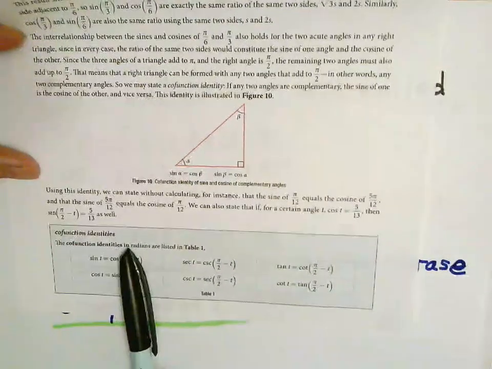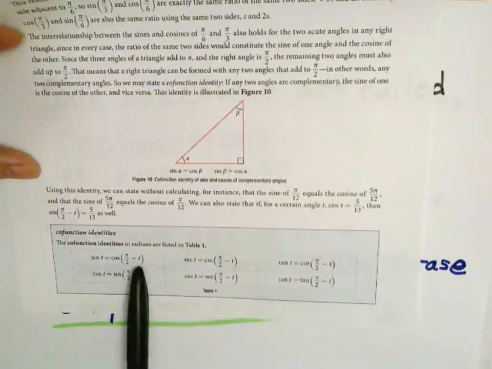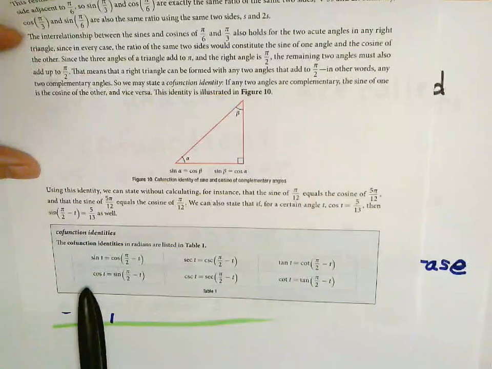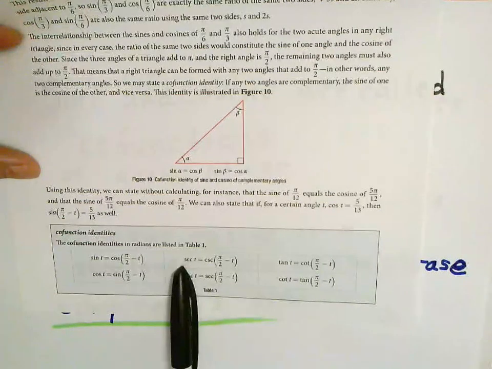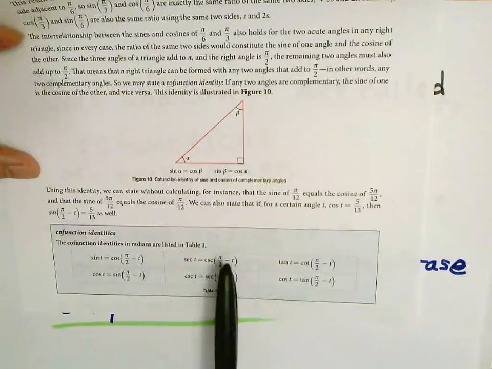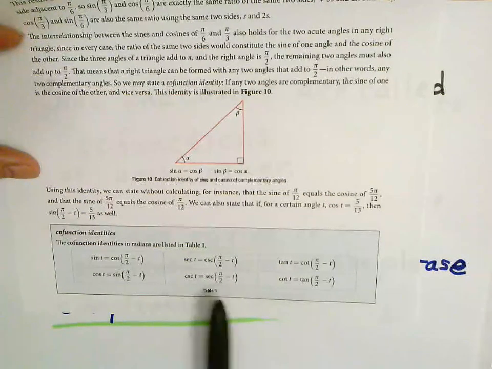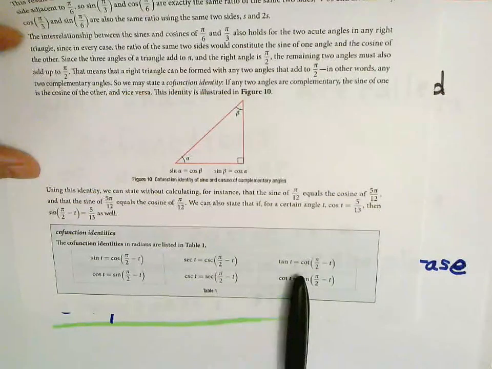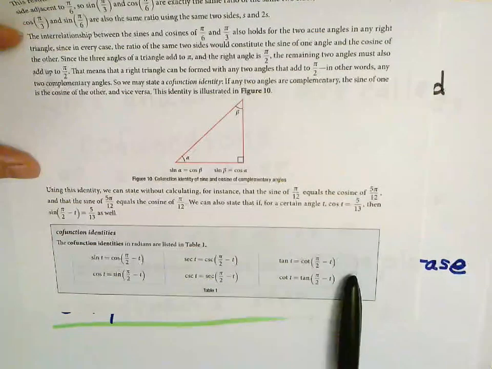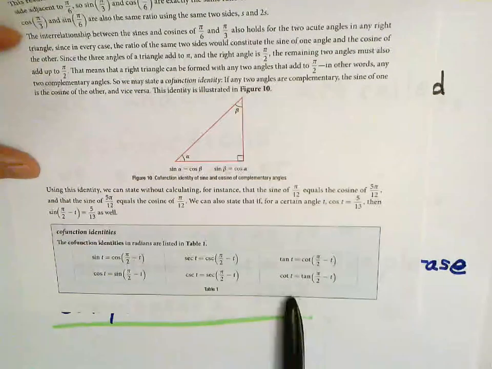you have your cofunction identities. Sine of t is cosine of pi over 2 minus t. Cosine of t equals sine of pi over 2 minus t. Secant of t is cosecant of pi over 2 minus t. Cosecant of t is equal to secant of pi over 2 minus t. Tan of t is equal to cotan of pi over 2 minus t. Cotan of t is equal to tan of pi over 2 minus t.